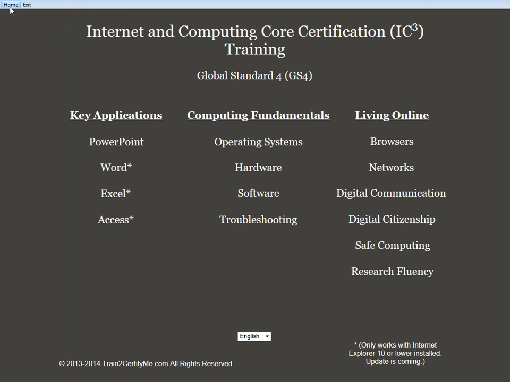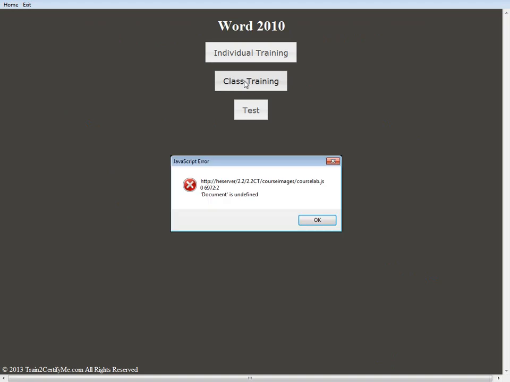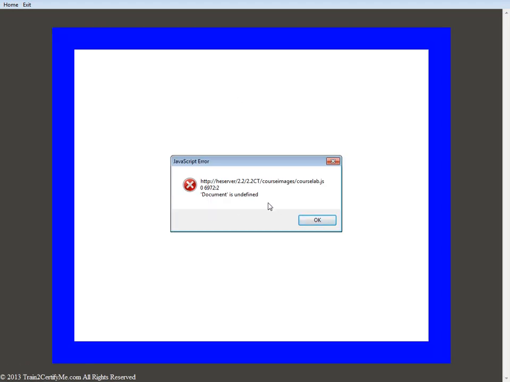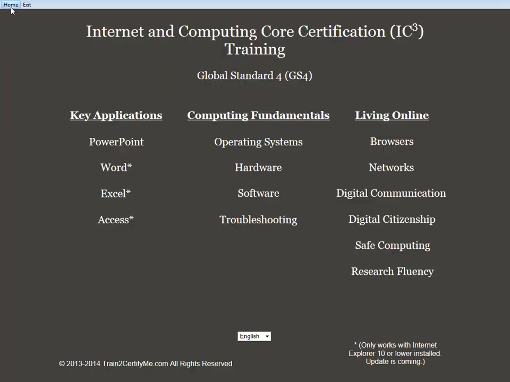Then the only other thing that I do need to explain on this is the Word and the Excel and the Access for right now will only work if Internet Explorer 10 is installed on the machine. If you have Internet Explorer 11, what's going to happen? Let me show you what's going to happen here. So I'm going to go into Word, I'm going to go into the class training, and it's going to give me this error, and that just means that Internet Explorer 11 is running on this machine. So it's not working. I am working on the update for these three. Everything else works perfectly fine. So I just wanted to let you know there'll be free upgrades for that as well.